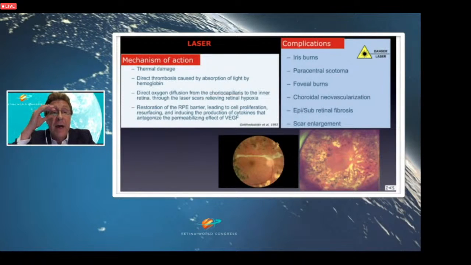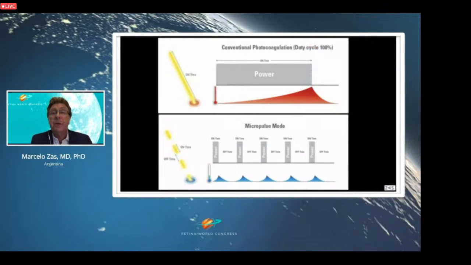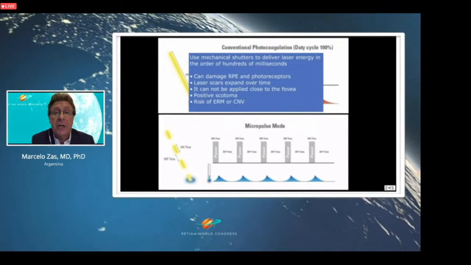As for the mechanism of action, the conventional laser gives a thermal laser, direct thrombosis, but it can diffuse oxygen from the choroid capillaries. It has complications: iris burns, paracentral scotoma, foveal burns, and obviously fibrosis and enlargement of the scars. So our current objective is to eliminate the iatrogenic damage from conventional macular photocoagulation. As we know, conventional photocoagulation with a 100% duty cycle has powers that can damage the RPE, with loss of scars spreading over time, using mechanical shutters to deliver energy in 100 milliseconds.